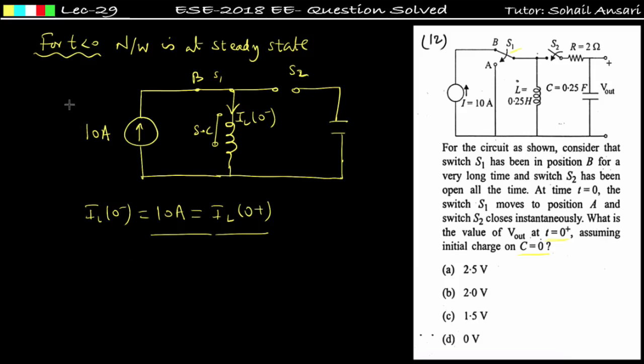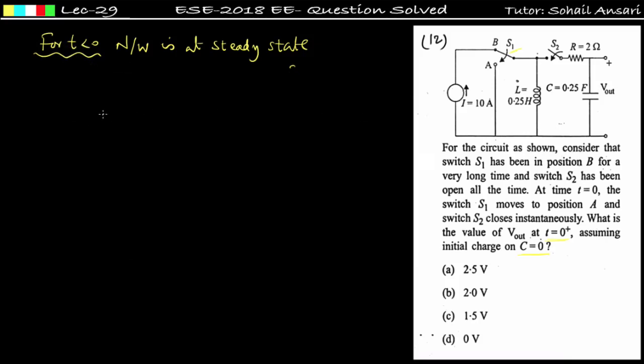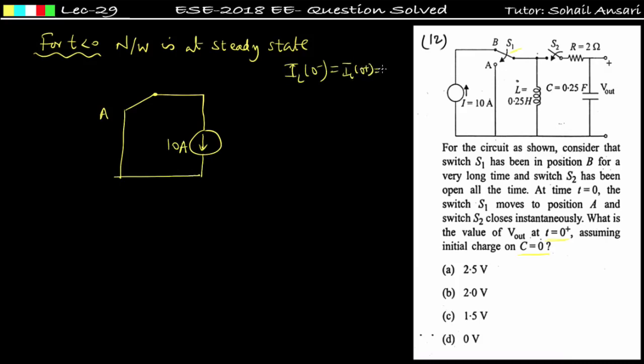Okay. So draw the equivalent circuit at t is equal to 0 plus. Now at t is equal to 0 plus, switch S1 is moved to A point. So this is A point. Now this switch S1 is connected and this is inductor. At t is equal to 0 plus, I told you inductor can be replaced by current source having value at t is equal to 0 that we have derived, that is IL of 0 minus is equal to IL of 0 plus, that is equal to 10 ampere. So at t is equal to 0 plus, inductor can be replaced by current source.